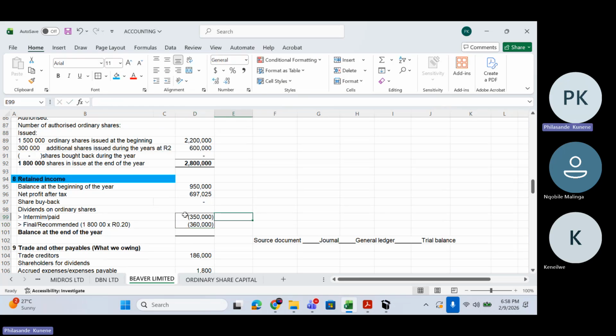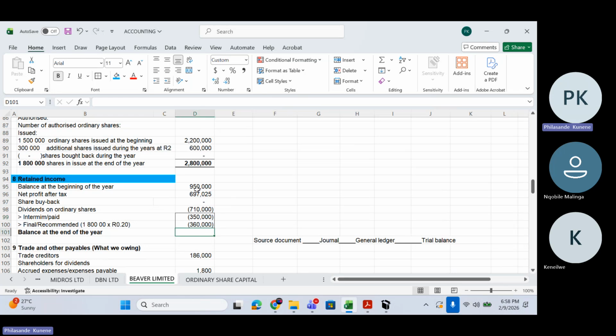360,000, which means now my dividends is going to be this and these two amounts, and then getting how much? 710,000. 710,000, right? Is that what we're getting? Yes. Am I right on this one? Okay. Thank you on that.